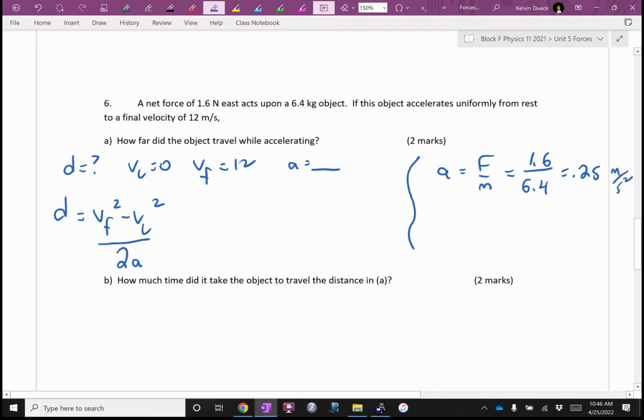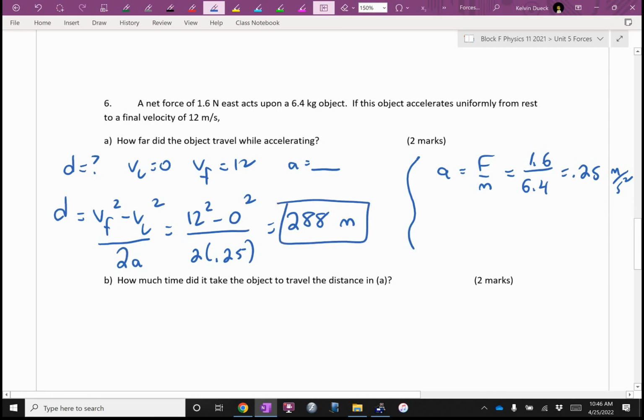I think. And now I can say, okay, 12 squared minus 0 squared all over 2 times 0.25. I should be able to do that in my head. 12 squared is 144. And 2 times 0.25 is 0.5. 244? No, sorry, 288. 288. Is that right? Okay. Meters. 2 out of 2 if you got that. Otherwise, I would probably go half mark for that. I would give you a half mark if I saw that you realized we needed to find the acceleration, and a half mark for doing that successfully.